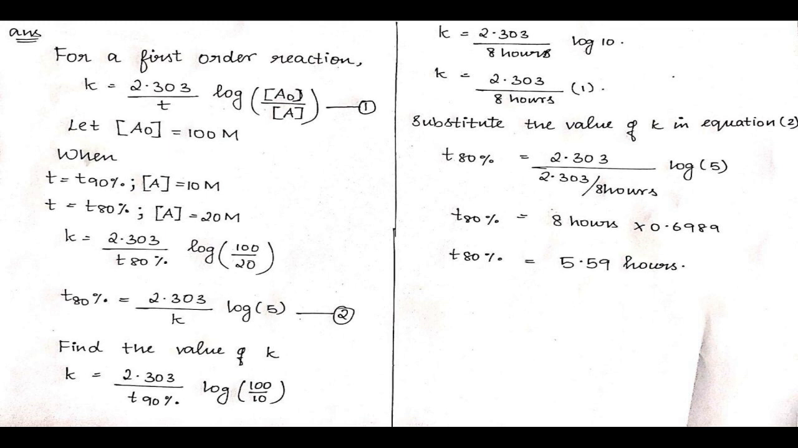Substitute the value of k in equation 2. t80% is equal to 2.303 divided by 2.303 divided by 8 hours into log 5. t80% is equal to 8 hours into 0.6989. Therefore, t80% is equal to 5.59 hours.